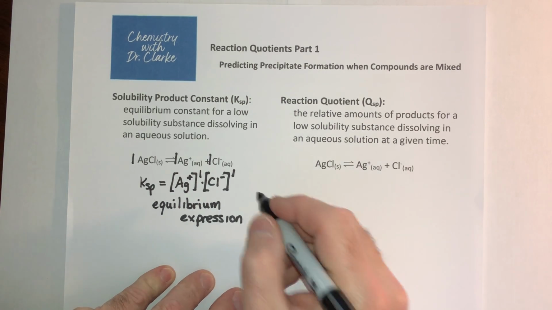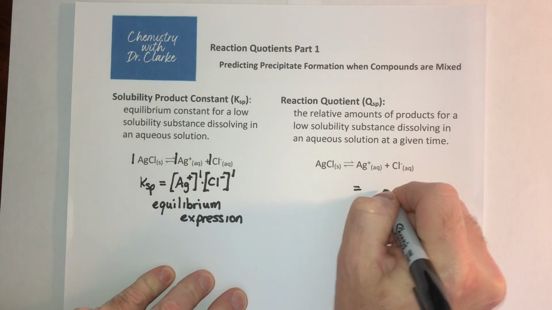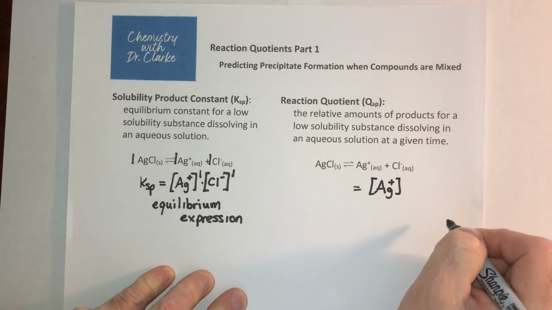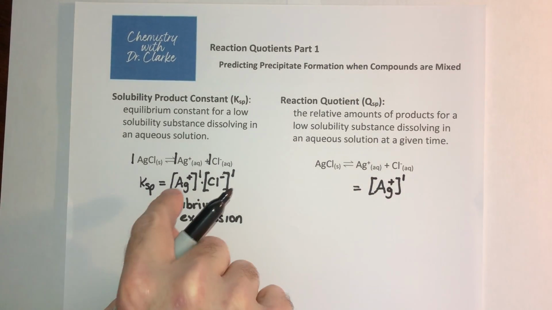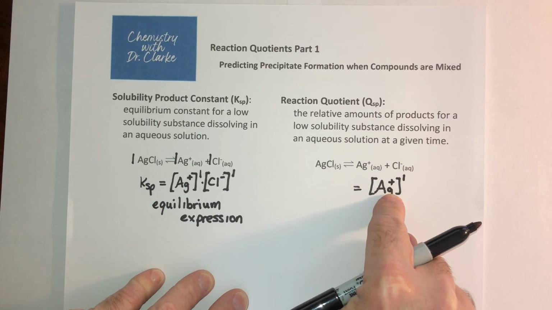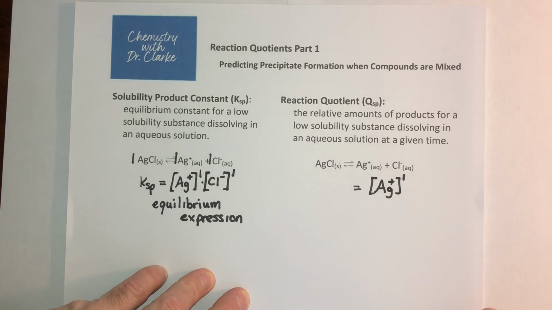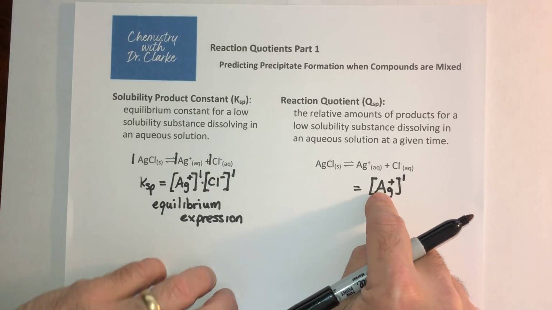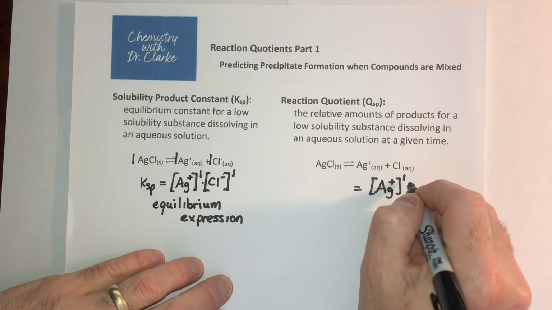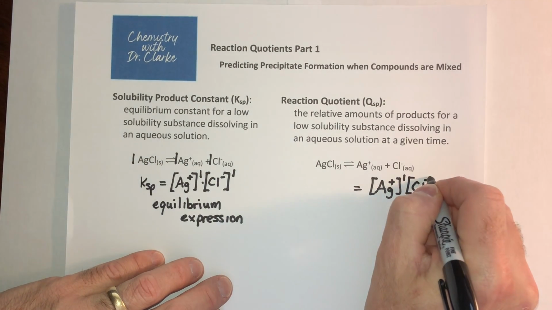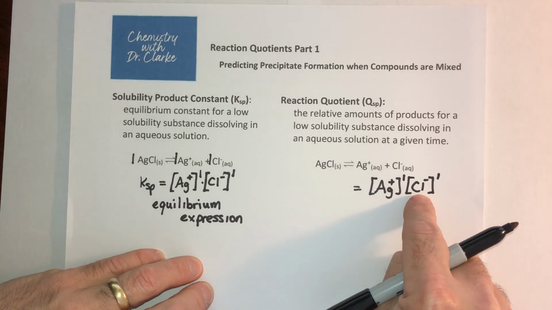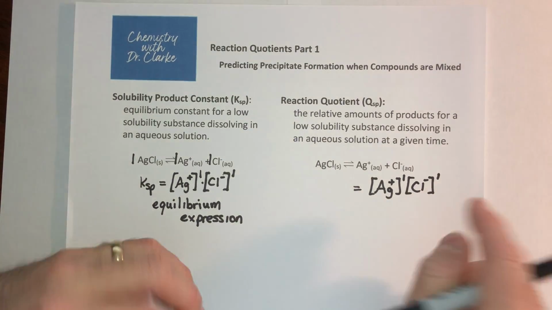So if we write the same kind of expression, I could talk about how much silver I have, concentration, power of 1, but instead of at equilibrium, let's say that I talk about the amount of silver plus that I have at the very beginning. Okay, so this is not the equilibrium amount. This is the amount I just added. And if we talk about the chloride the same way, Cl minus, power of 1. Again, this is not the equilibrium amount. It's the amount that's there at the beginning.